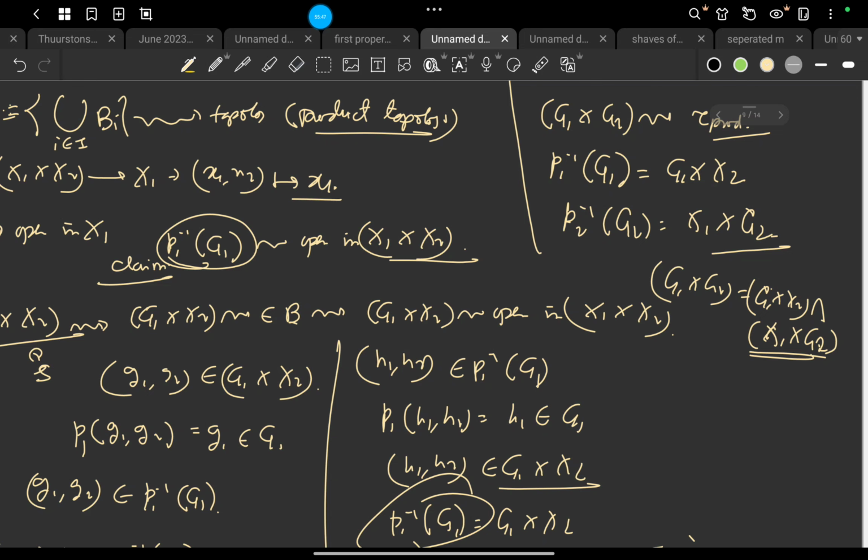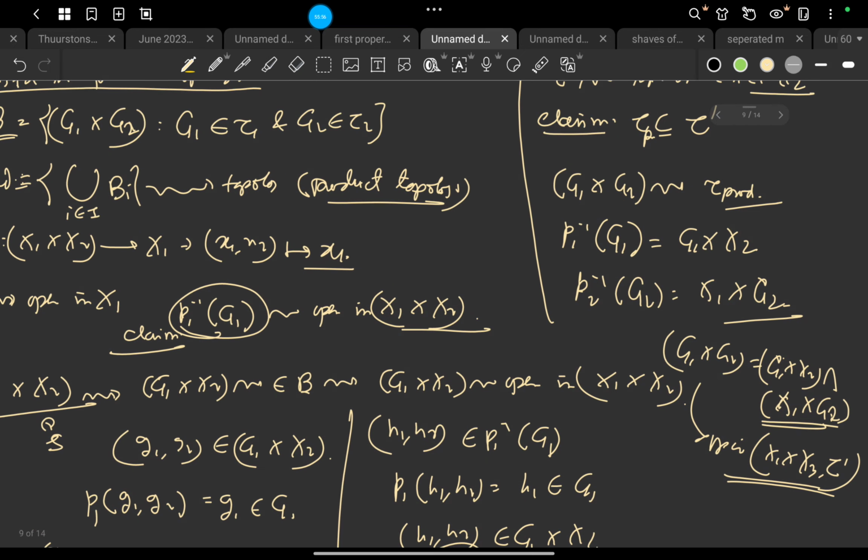So this has to be open in X1 cross X2 under the topology tau prime that I have assumed. That means tau product is a subset of tau prime. So it is the weakest topology that one can think of.